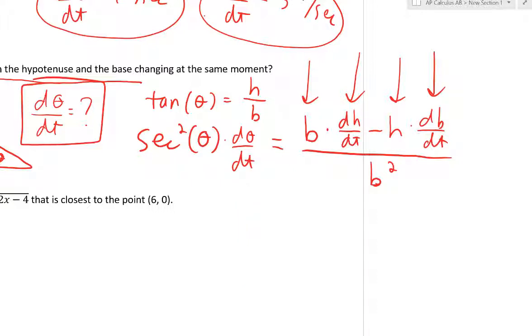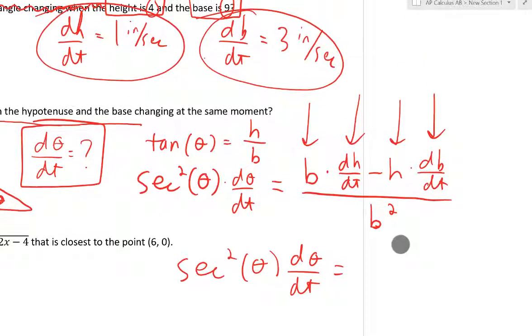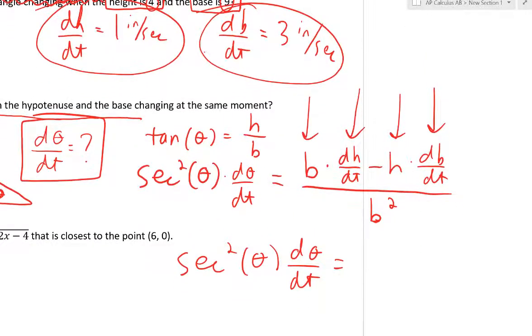So now that I've derived it, I can plug all that stuff in, and that's just going to simplify down. So this left-hand side is still secant squared theta, which we're going to take care of in a second, d theta over dt. And then we're going to plug in all this stuff. The base was, what, 9? And the rate of change of height was 1. Minus the height is 4. And the rate of change of the base is 3.